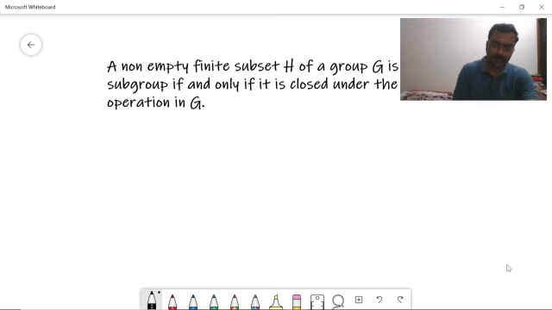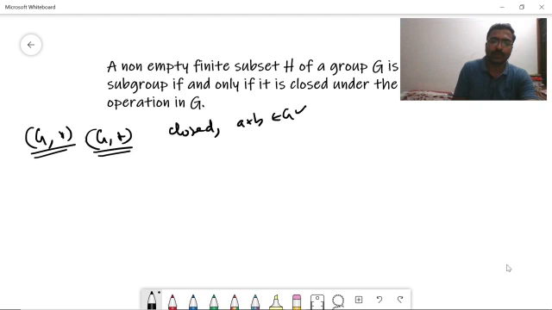Before we proceed to this theorem, let us briefly recall what a group is. A group is basically an algebraic structure. It has a set G and an operation star defined on G, which has the following properties. That is, it will be closed: if you combine two elements in G, you will always get an element of G itself. And also it will be associative.